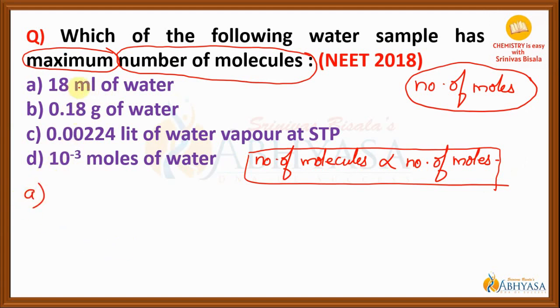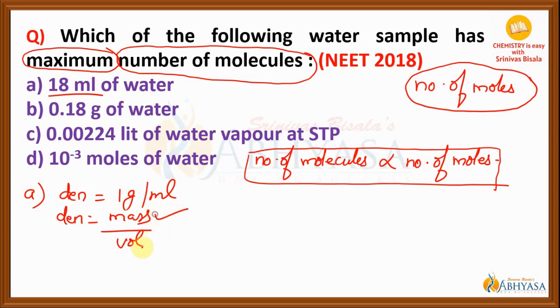For option A, it is given 18 milliliter of water. We cannot solve the numerical as it is, because water exists in liquid form at room temperature. So here we need to convert this volume into mass. How will you convert volume into mass? By using the concept of density, isn't it? And we know that the density of water is 1 gram per milliliter, and density is mass upon volume, and we need mass and volume is given. So mass is equal to density multiplied by volume, 1 into 18. So we are getting 18 grams of water, isn't it?